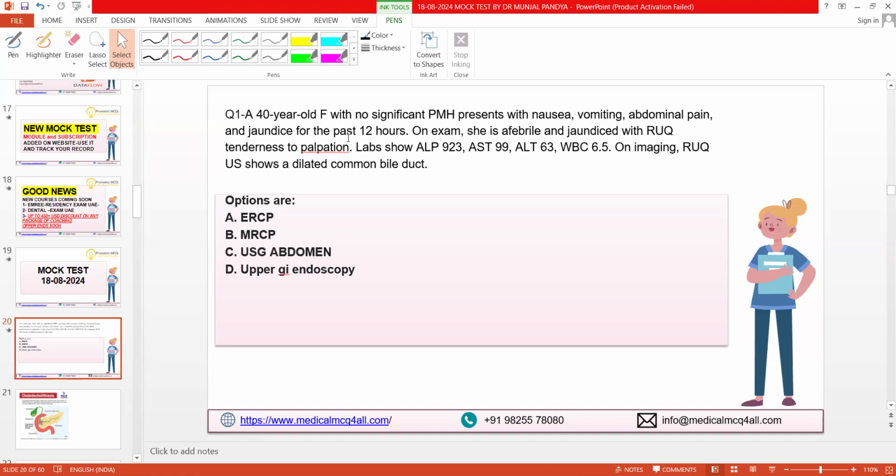What would be the best option amongst the options given? Or what is the most appropriate management? That is the question. Is it ERCP, MRCP, ultrasound of abdomen, or upper GI endoscopy, meaning gastrointestinal endoscopy?